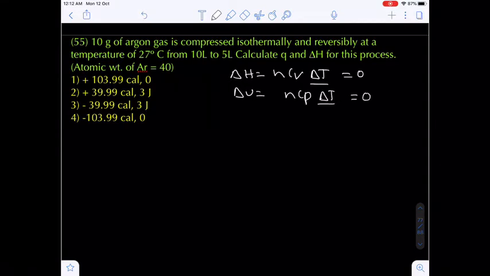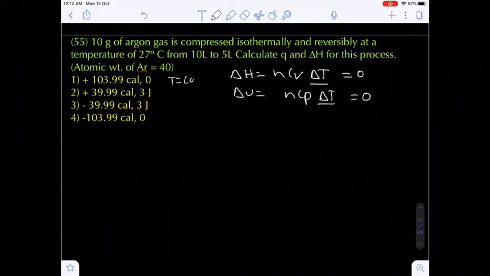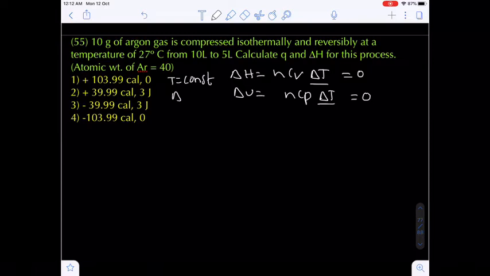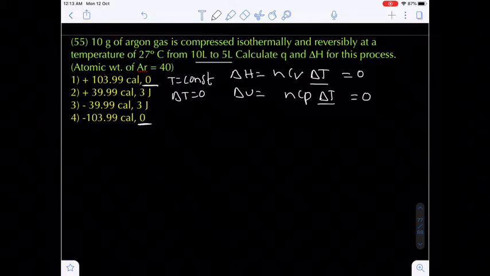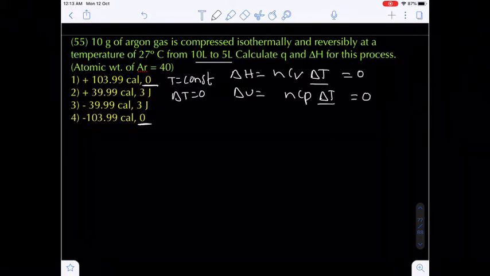That's why in this process, both del U and del H become 0, because in the question temperature is constant, so change in temperature is 0. So we have two options, del H value 0, first option, and fourth option. And one more important thing here, if you observe, volume goes from 10 liters to 5 liters. That means volume decreases. Volume decreases means compression.